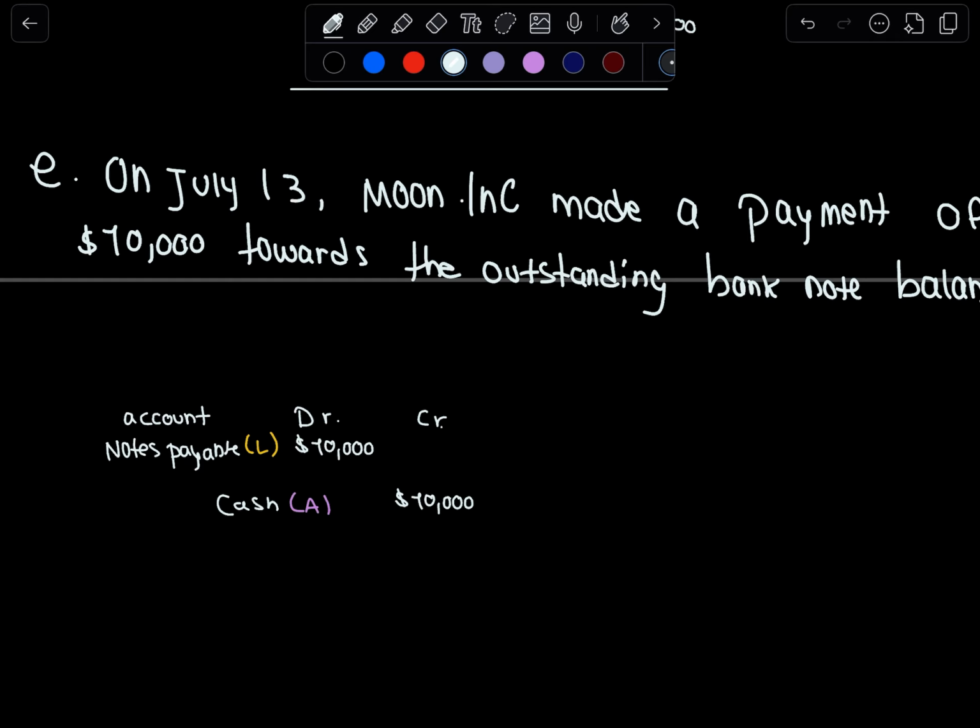Now, notes payable is a liability, and liabilities increase with credit and decrease with debit. So since we're making a payment, we're decreasing the amount that we owed, and since it's a liability, we would put this amount, the 10,000, in the debit side. That's what I did there, decreasing our liability by 10,000. We now owe only 40,000 to the bank, and we're decreasing cash by 10,000 because we made a payment.